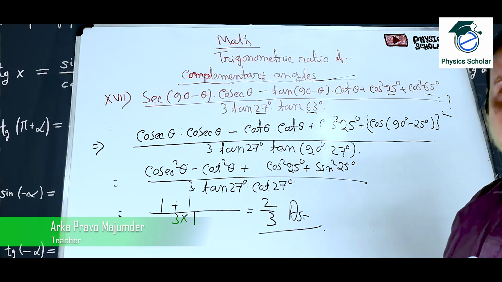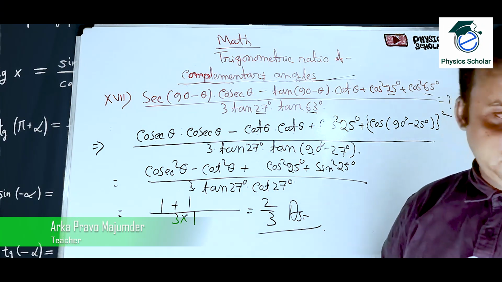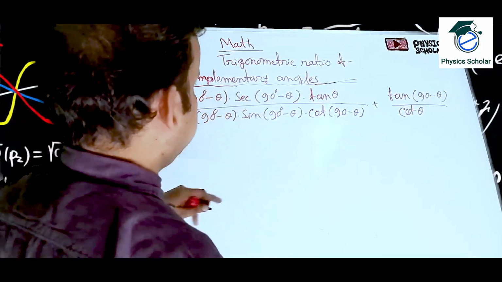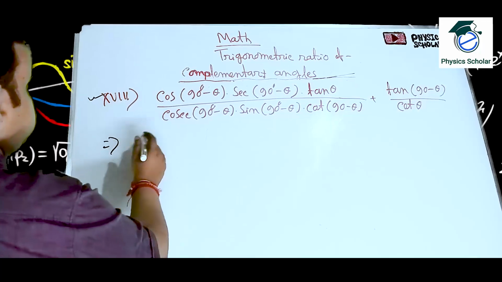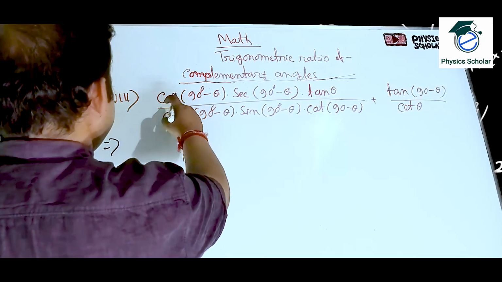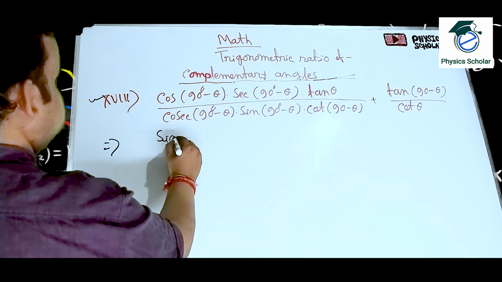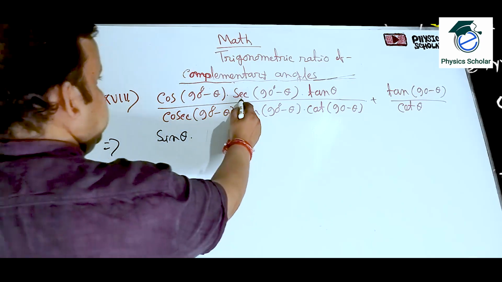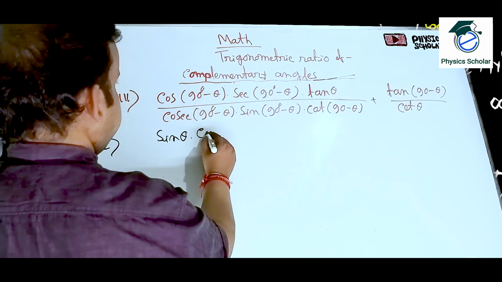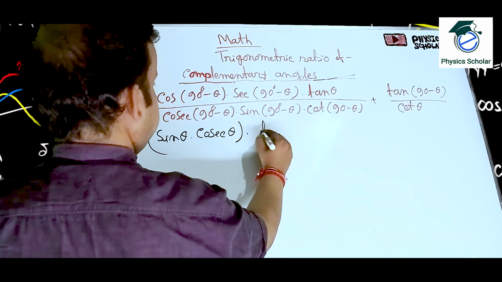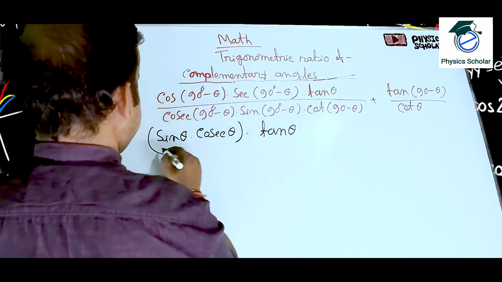Now let us move to the sum number 18. Students, here it is sum number 18. It is given, very easy, same type of sums, a little bit different. So cos 90 minus theta, what can we write? Sin theta. Clear? Into sec 90 minus theta, what can we write? Cosec theta. Clear? Into tan theta is there, so write tan theta.